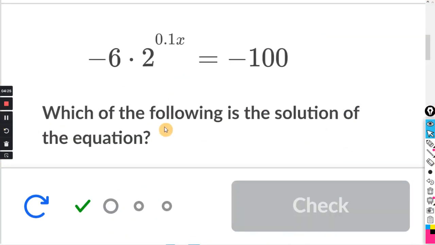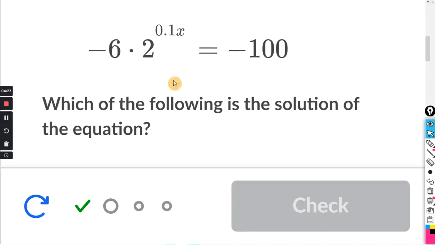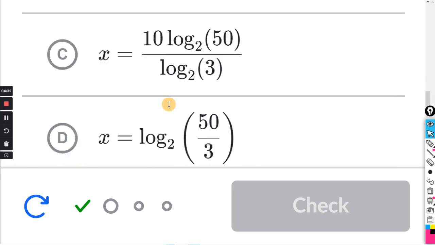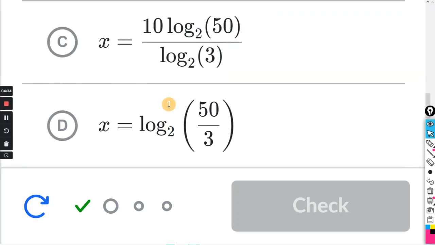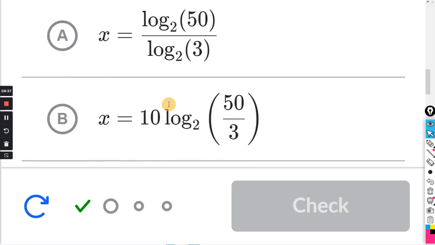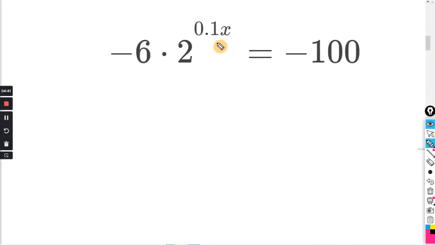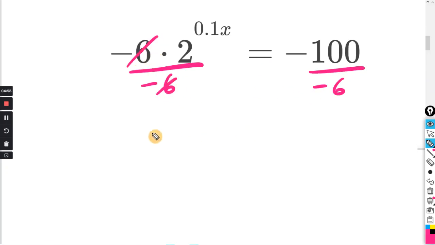So here we have an equation, and now we have multiple choices. They want us to solve for x, and all their answers are in terms of log base 2. So I'm going to leave it in terms of log base 2. We're solving for x, so let's try to isolate that as much as we can. This is 2 times -6. The opposite of times -6 is dividing by -6. So I'm going to do that to both sides of the equal sign. On the left, it cancels.